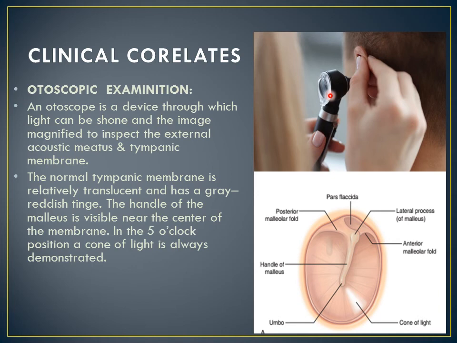So, what are the normal findings during an otoscopic examination? The tympanic membrane normally looks relatively translucent and has a gray reddish tinge. The handle of the malleus is visible near the center of the membrane, and there is a cone of light which is produced by the concavity of the tympanic membrane in the 5 o'clock position, or in the anterior-inferior quadrant. Here you can see a cone of light.